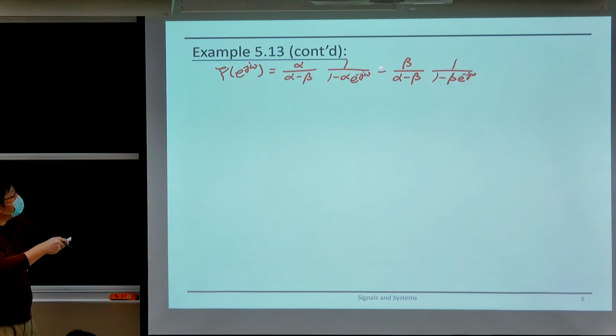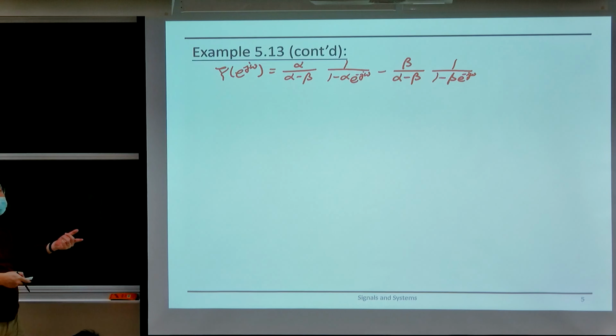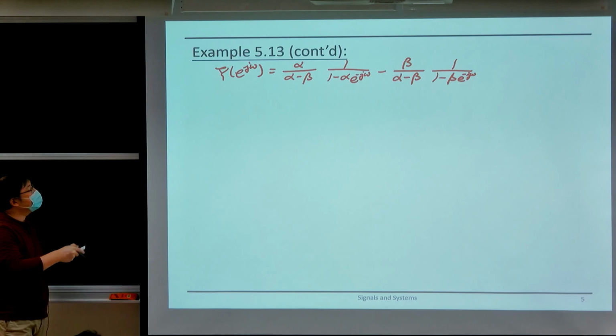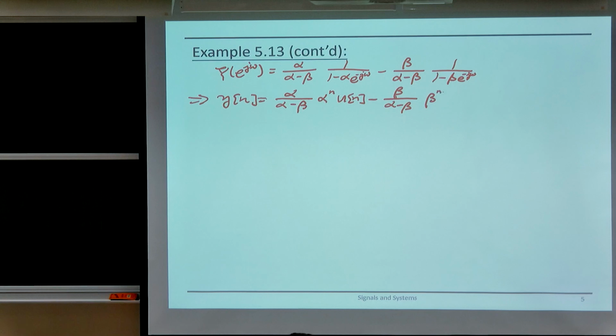So having a spectrum of this form, we know immediately what the time domain signal is. The inverse Fourier transform of this gives you a decaying exponential with factor alpha, and this gives you a decaying exponential with factor beta. So if you plug that in, you get y[n] equals alpha over alpha minus beta, alpha to the n u[n], minus beta over alpha minus beta, beta to the n u[n].